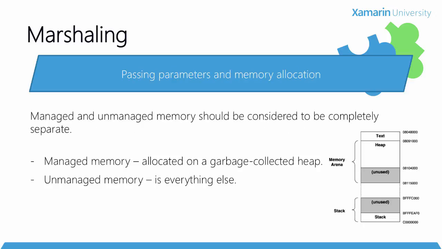Another big concept we need to keep in mind is memory allocation, since this introduces a number of additional aspects. Managed and unmanaged memory should be considered to be completely separate. Managed memory is typically memory allocated on a garbage collected heap, while unmanaged memory is anything else, for instance the ANSI memory pool allocation, or a custom memory pool, or even a garbage collected heap outside the control of the common language infrastructure.